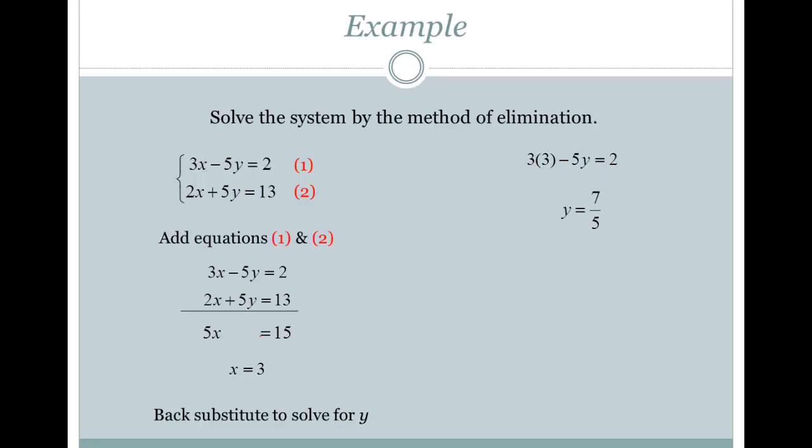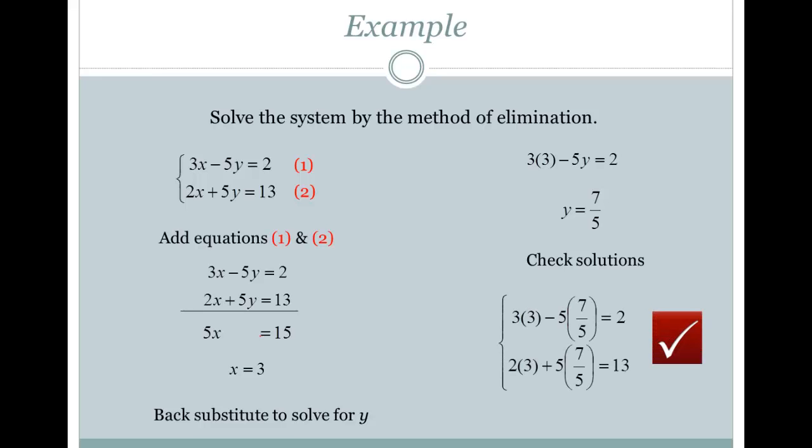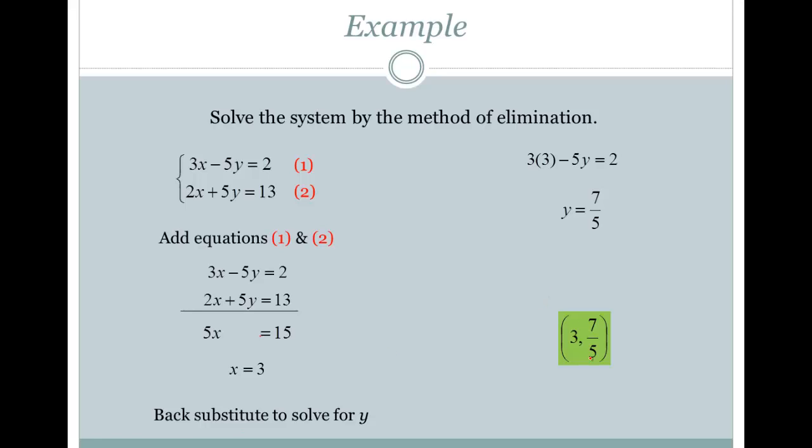And y is going to be equal to 7/5. Okay, so if I bring that 9 across, I'm going to get negative 7 divided by negative 5, and I'll get 7/5. Then I can check my solutions. If I plug them in, you'll see that it works. And we have the point (3, 7/5) is a solution to that system of equations.